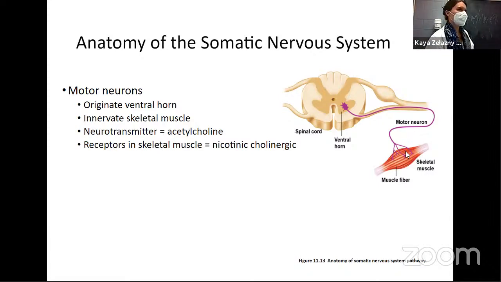This is a much simpler route than when we're thinking about the autonomics. We don't have to think about differences between preganglionic and postganglionic. We just have this neuron going to the muscle. The neurotransmitter these neurons are releasing is acetylcholine. The receptor in the skeletal muscle is a nicotinic cholinergic receptor.